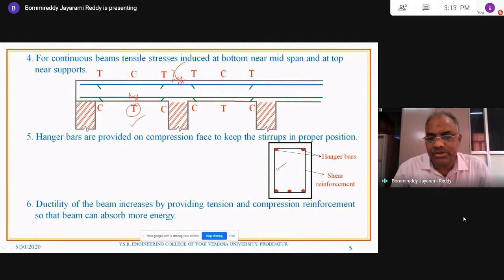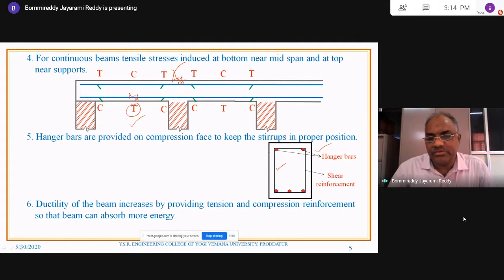That is possible only when there are hanger bars. Though the reinforcement is not required, we need to provide some minimum reinforcement at the top, so that all these stirrups will be kept in proper position. So for that purpose, anyway, we are going to use hanger bars.